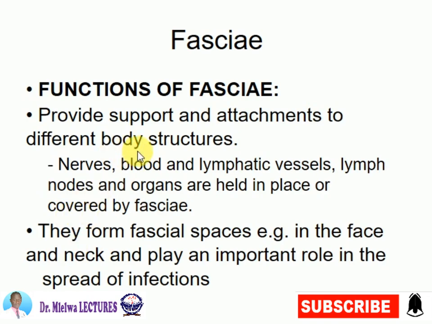So sometimes we shall discuss later, we'll see some of the triangles in different parts of the body, and those triangles they can have maybe nerve and blood vessel and lymphatic vessel. All of them they pass through a certain canal, and that canal is covered by fascia. Also, they can form fascial space such as in face and neck, and play an important role in the spread of infections. When the infections they are spreading, they follow the route of fascia.